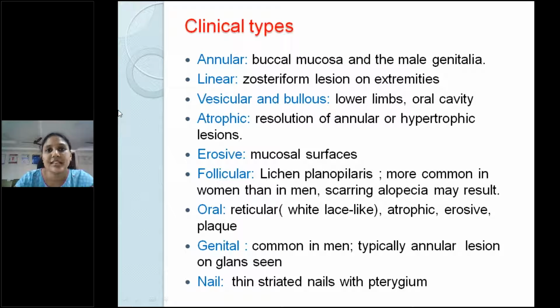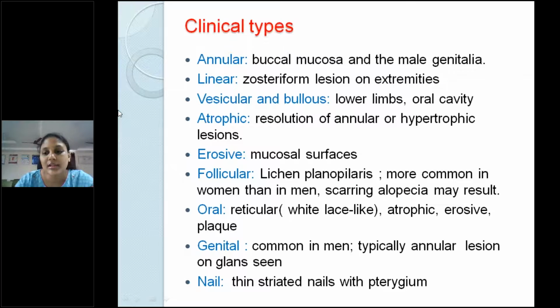Here, a white lace-like pattern is seen in the buccal mucosa. And the atrophic type of LP can also be seen in the oral cavity. Erosive and ulcerative types can also be present in the oral cavity, and sometimes the typical plaque type can also be seen. And coming to genital LP, genital lesions are more common in men than women.